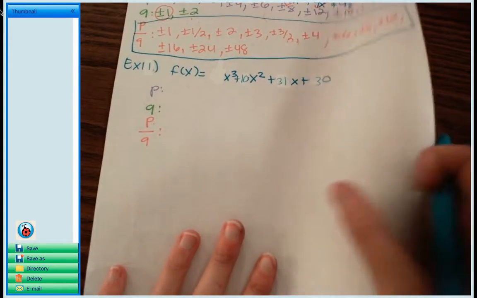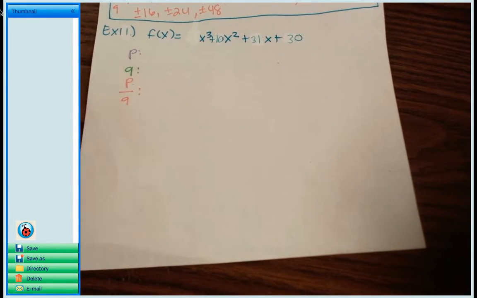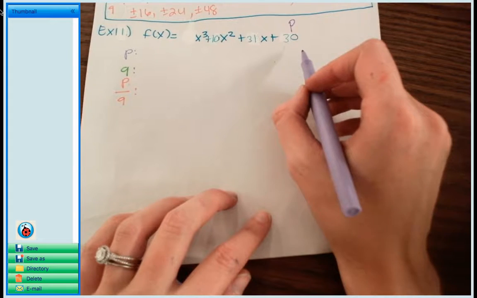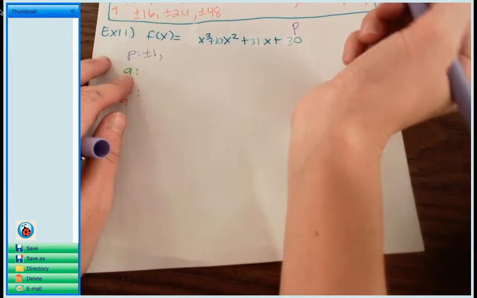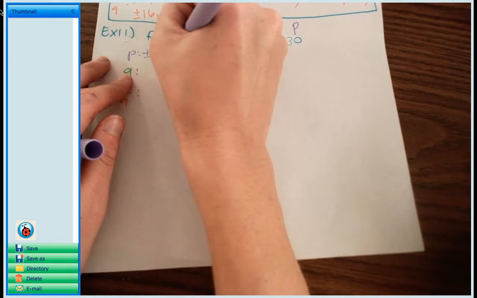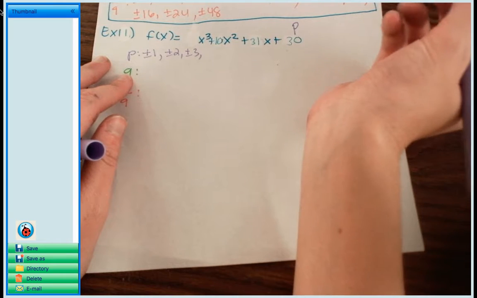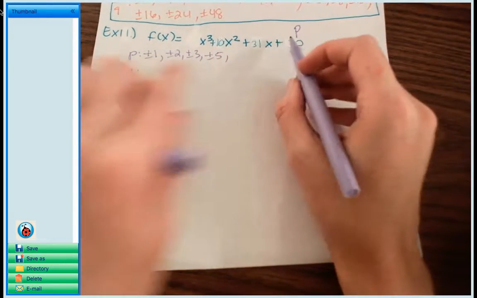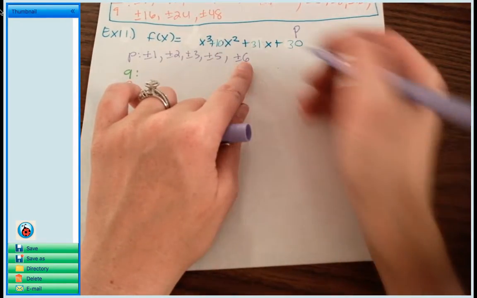Alright, guys, let's tackle example 11. Alright, we got the P's, Q's, and P over Q's. So remember, the P is the last term in the polynomial. I'm going to list everything that goes into 30. So like 1 and 30 will go in there. 2 and 15. 3 and 10. 4 will not go into 30. 5 will though. 5 and 6. Alright, 6 will go, and now I'm starting to backtrack because 5 times 6 gives me 30.